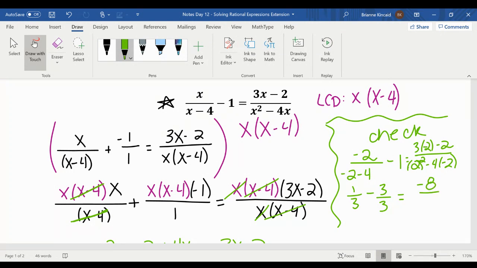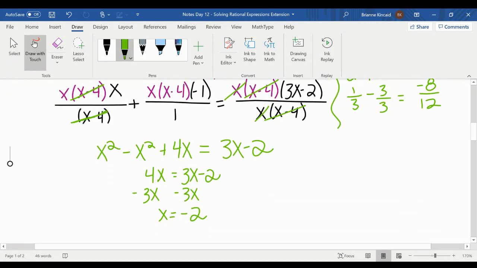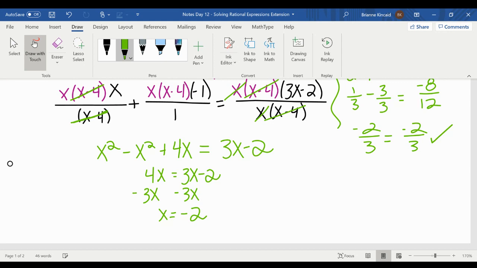over, I have negative 2 squared is 4, and then negative 4 times negative 2 is positive 8, so this is going to become over 12. 1/3 minus 3/3 will give us negative 2/3, which is what negative 8 over 12 reduces to. So we're good here. We give it a check mark, we box our answer in.